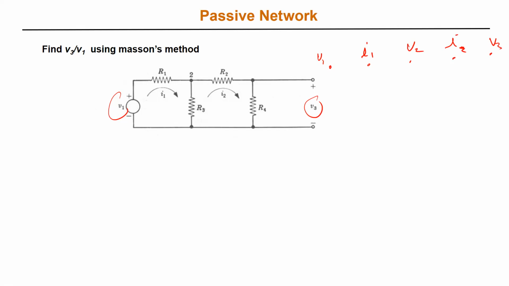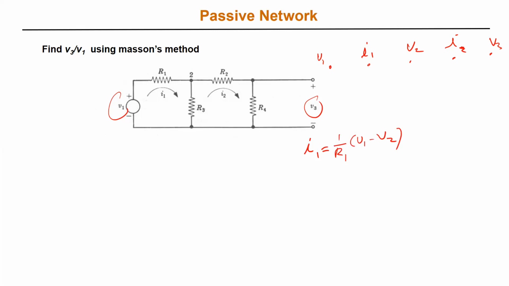First of all, what is I1? I1 in terms of V1 and V2. What's I1 equal to? Any help? We take KVL. I1 is V1 minus V2 over R1. Exactly, 1 over R1 times V1 minus V2. This is I1.